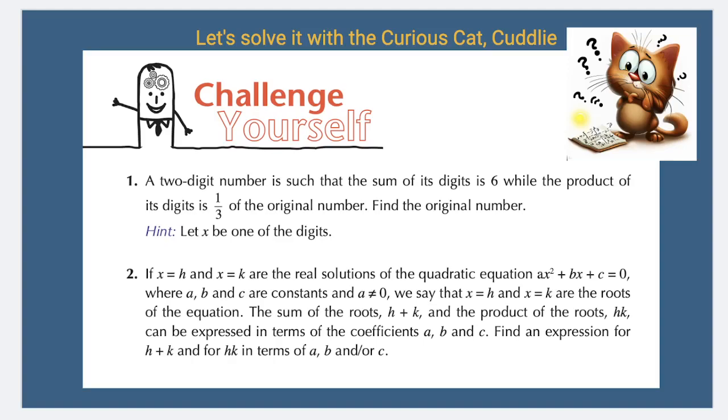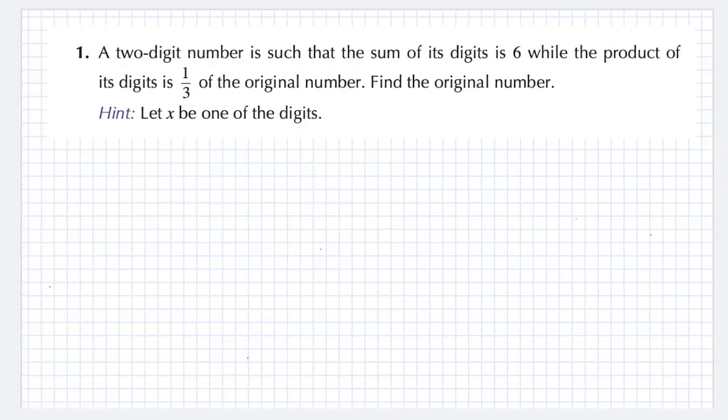So let's see what question 1 says. It says a two-digit number is such that the sum of its digits is 6 and the product of its digits is 1/3 of the original number, and we need to find the original number. What is that two-digit number? So we can take one digit as x and the other digit could be y. So how to do it?